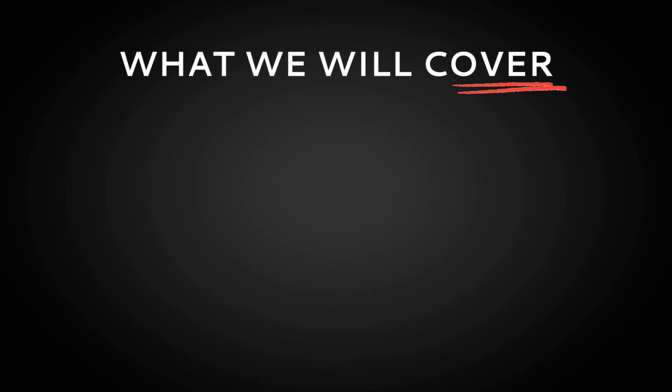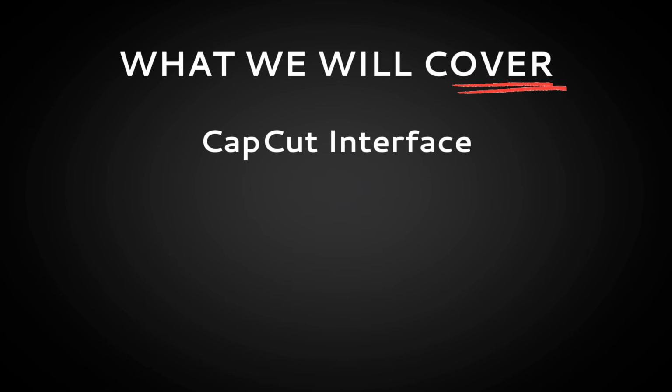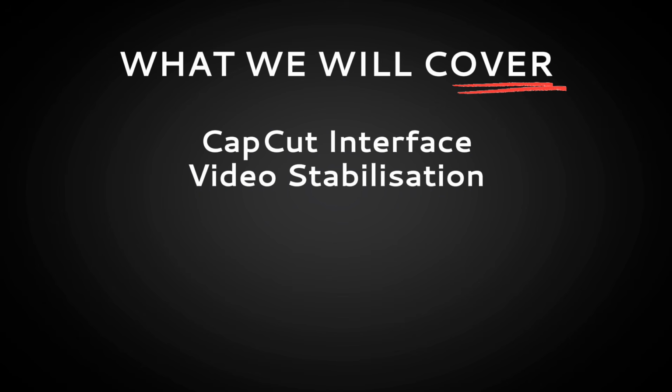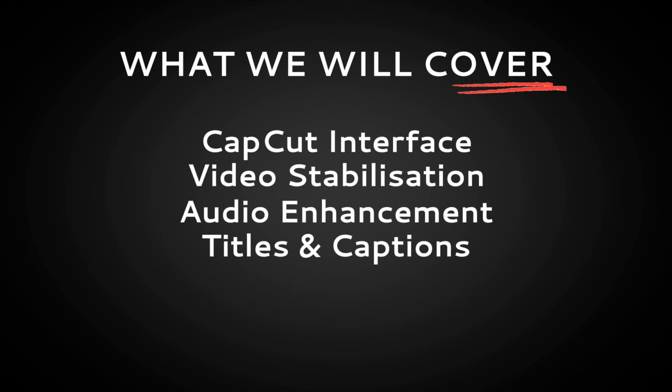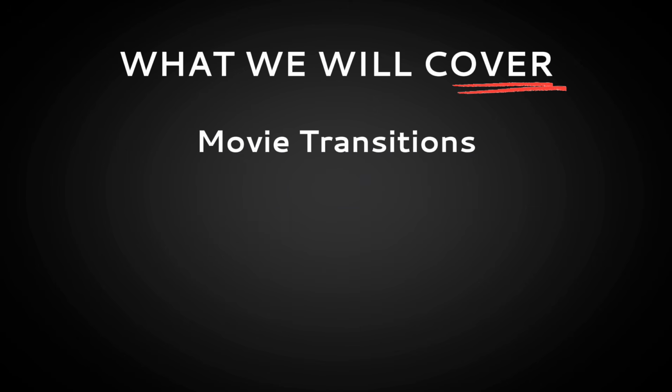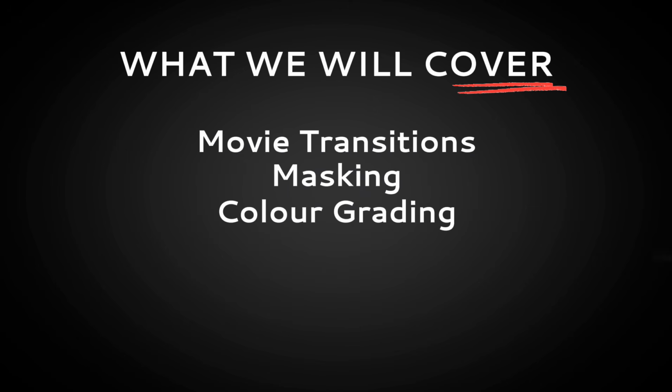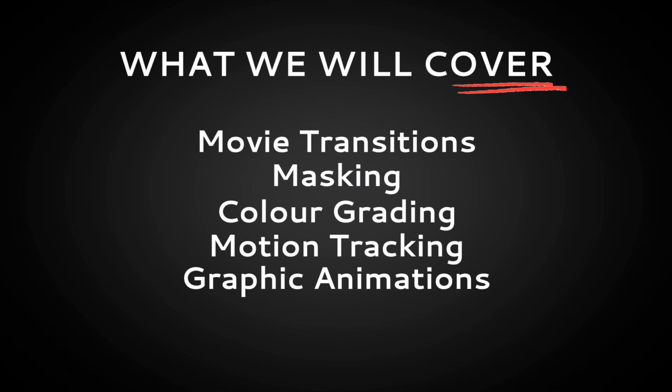To start, let me give you a quick overview of what we'll cover in this video. First, we'll go through CapCut's interface so you know where everything is. Then we will dive into video stabilization, how to improve audio quality, everything you need to know about titles and subtitles. I'll explain what keyframes are, why they matter and how to use them. And we will also cover slow motion and speed ramps, video transitions, masking, color grading, motion tracking, essential graphics, animation, and finally, how to export your video. So join me on this journey and let's unlock your creative potential with CapCut.